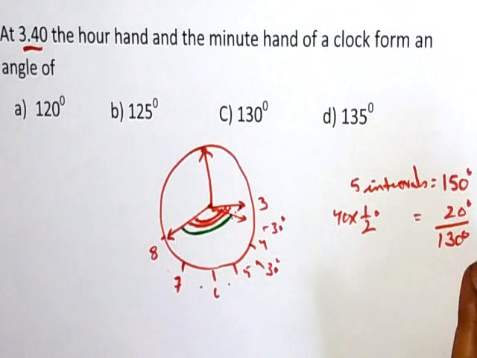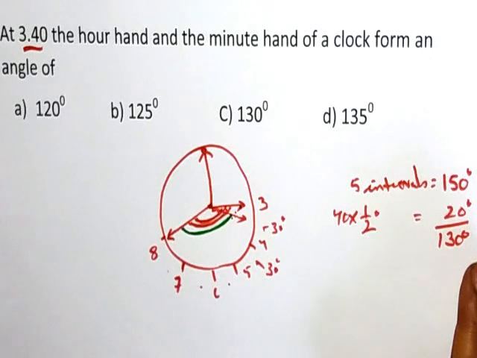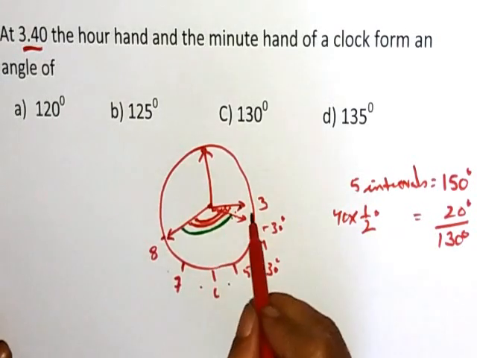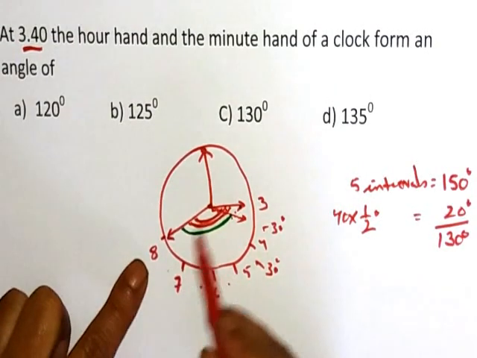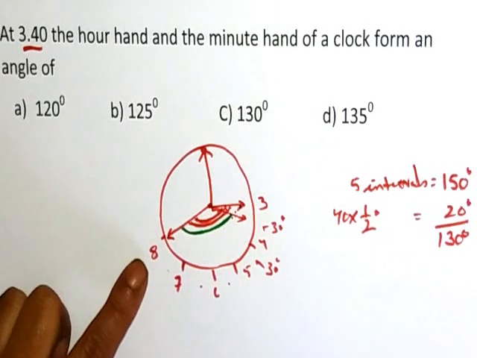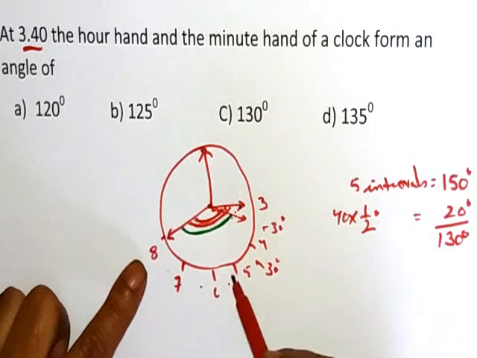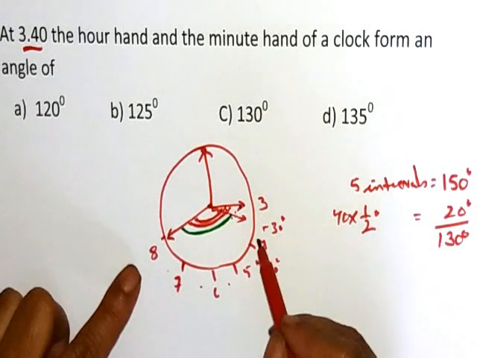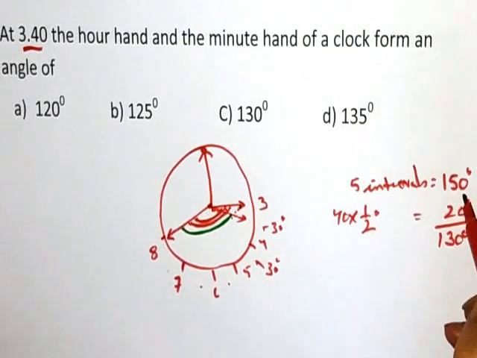So let us revise it hurriedly. At 3:40, the hour hand and the minute hand of a clock form an angle of, it has been asked. So first we have drawn the clock. The hour needle we put on 3 and the minute needle at 8, showing 40 minutes past 3. Now we calculate how many intervals: 3 to 4, 5, 6, 7, 8, that is 6 intervals, and we have to reduce one, so that is 5 intervals. Per interval 30 degrees means 150 degrees.